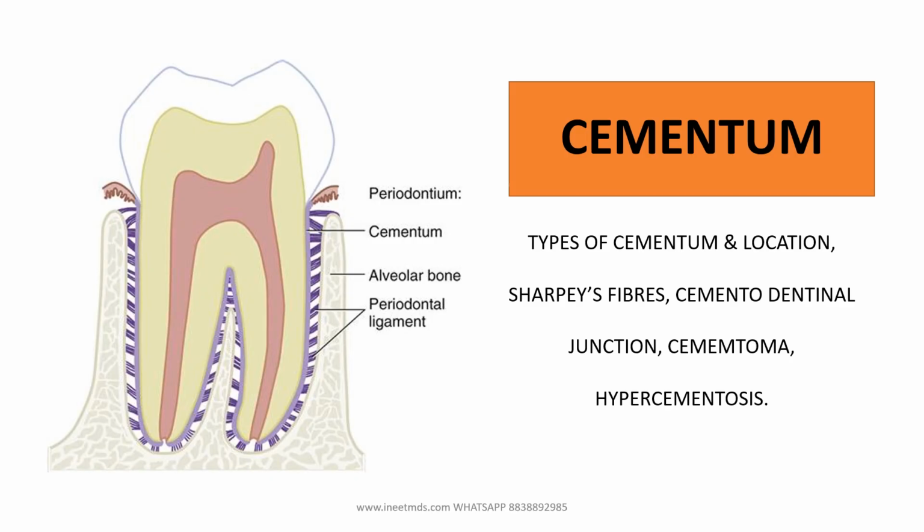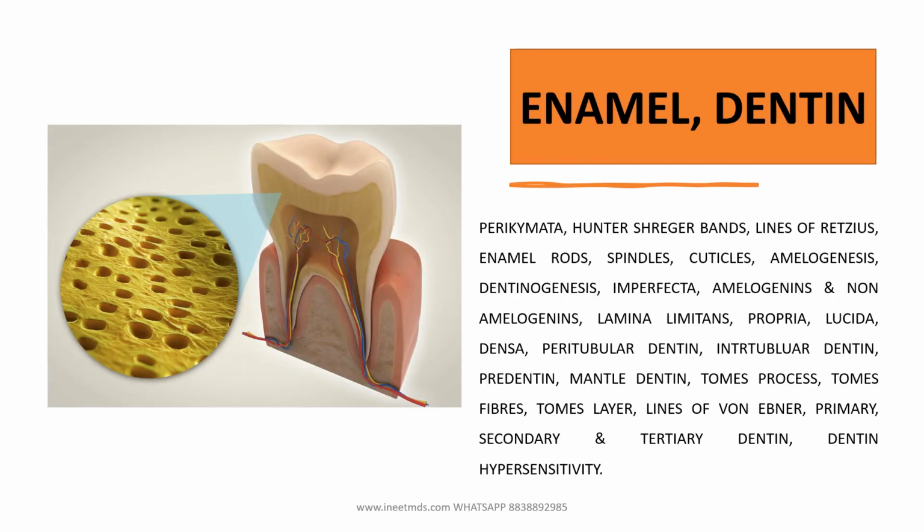Next topic is cementum. So under cementum, you should know the types of cementum and the location of the different types of cementum. What are Sharpey's fibers? What is a cemento-dentinal junction? What is a cementoma and what is hypercementosis, and in which condition does a generalized hypercementosis happen? Next topic is enamel and dentin.